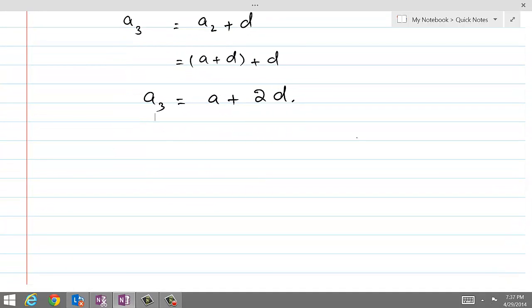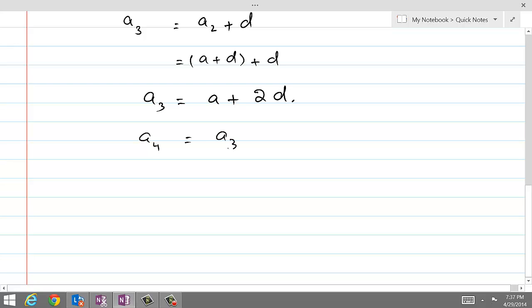Similarly, if we want to find the fourth term, A4, that is A3 plus D again. Every time you want to find the next term, you add the difference D to the previous term. But what is the value of A3? As we have calculated, it is A plus 2D. Now when we add D to this, we get the fourth term of the sequence in AP. So A4 is going to be A plus 2D plus D, which will become 3D.